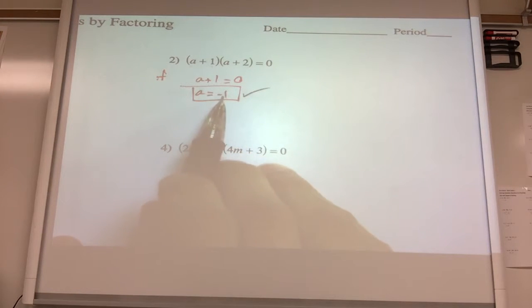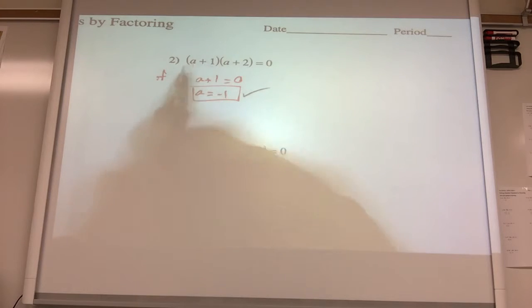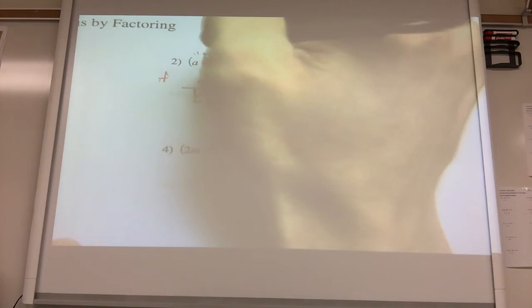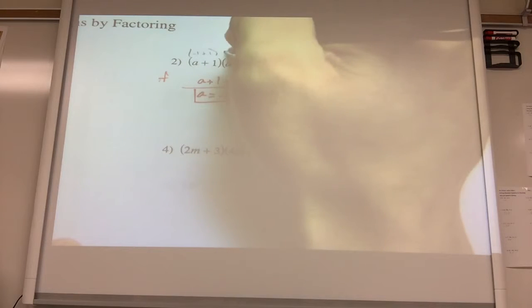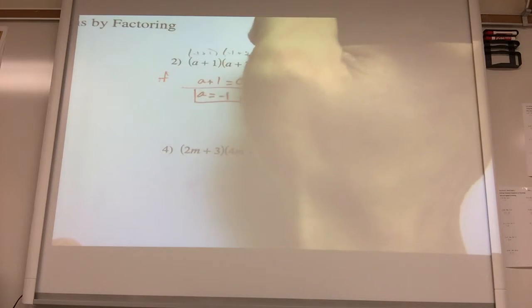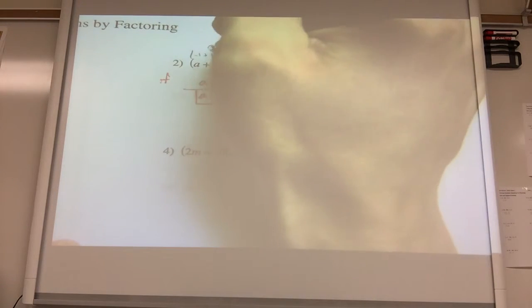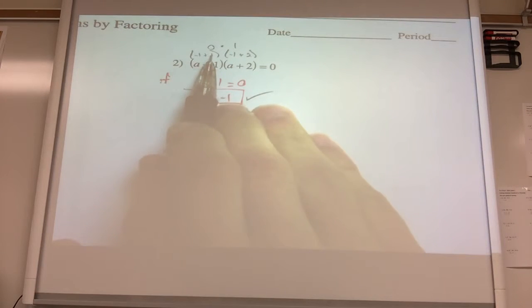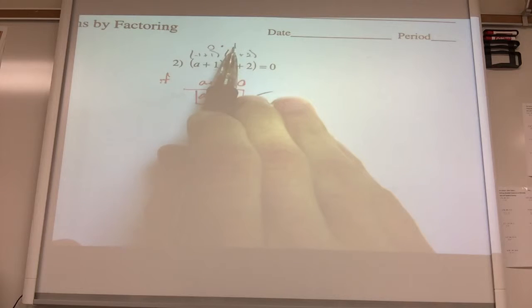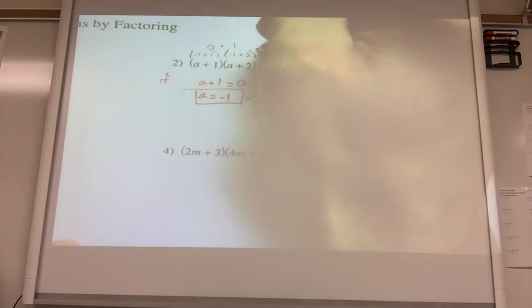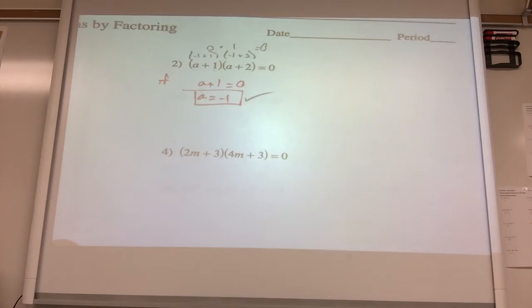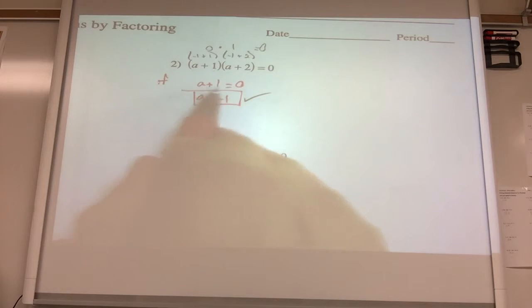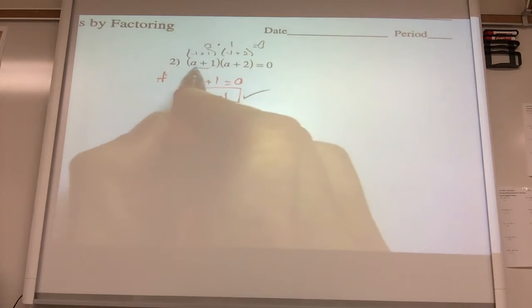So let's plug in a equals -1. If a equaled -1, then I'd have -1 plus 1. So that's 0 times -1 plus 2, which is 1. So I have 0 times 1. -1 plus 1 is 0. -1 plus 2 is 1. 0 times 1 equals 0. So yes, it does work. So that was if a plus 1 equals 0. That's if this equals 0.